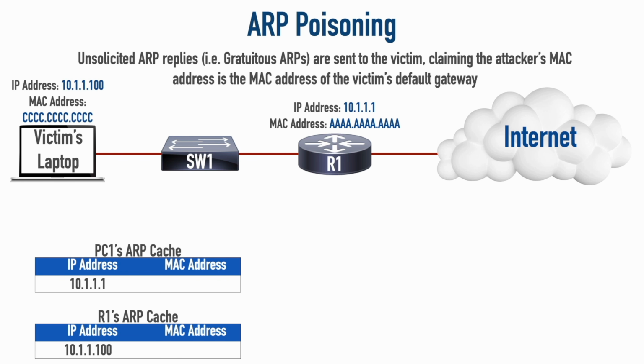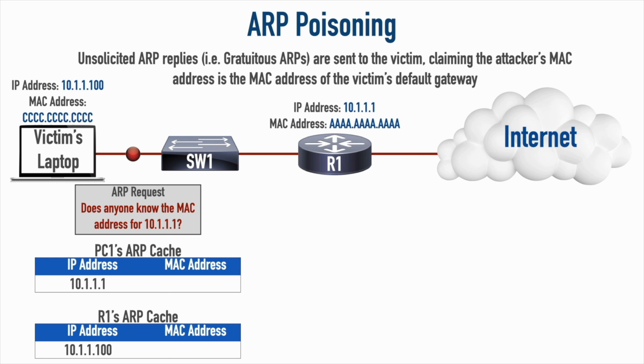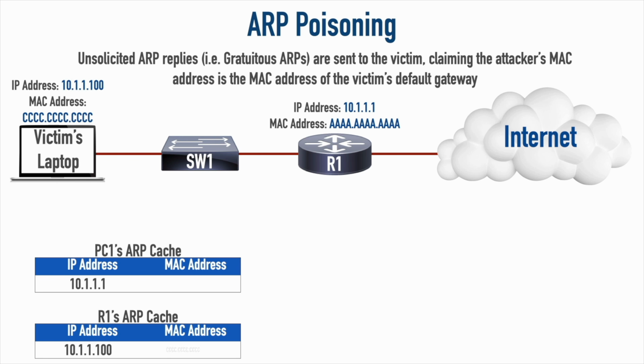The victim's laptop wants to get out to the internet, and right now, in its ARP cache, it does not know the MAC address of 10.1.1.1, which is router R1. R1's ARP cache does not know the MAC address of 10.1.1.100, which is the victim's laptop. And the victim's going to send out an ARP broadcast saying, hey, can somebody tell me the MAC address for 10.1.1.1 that goes to R1?